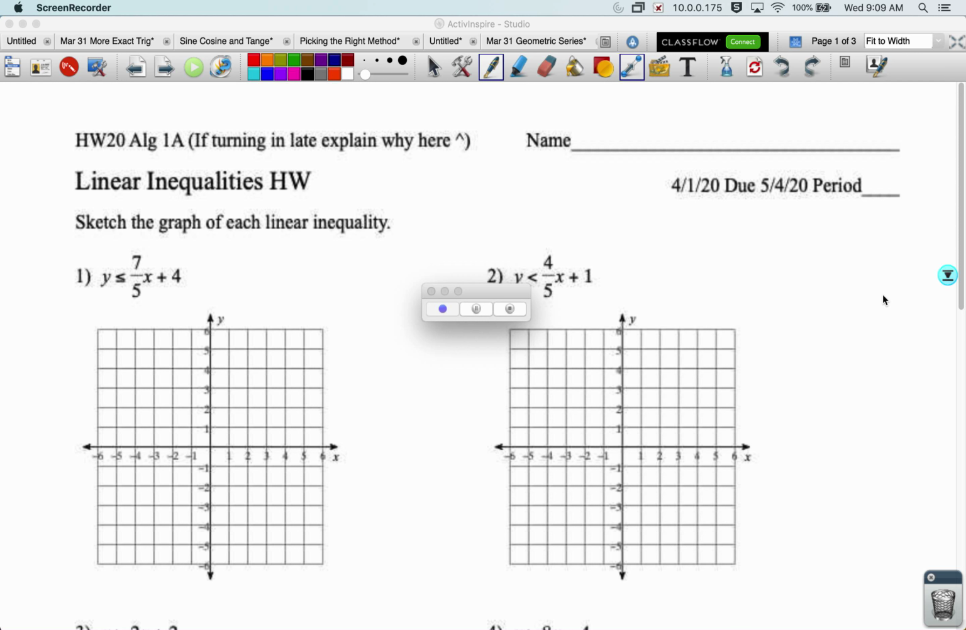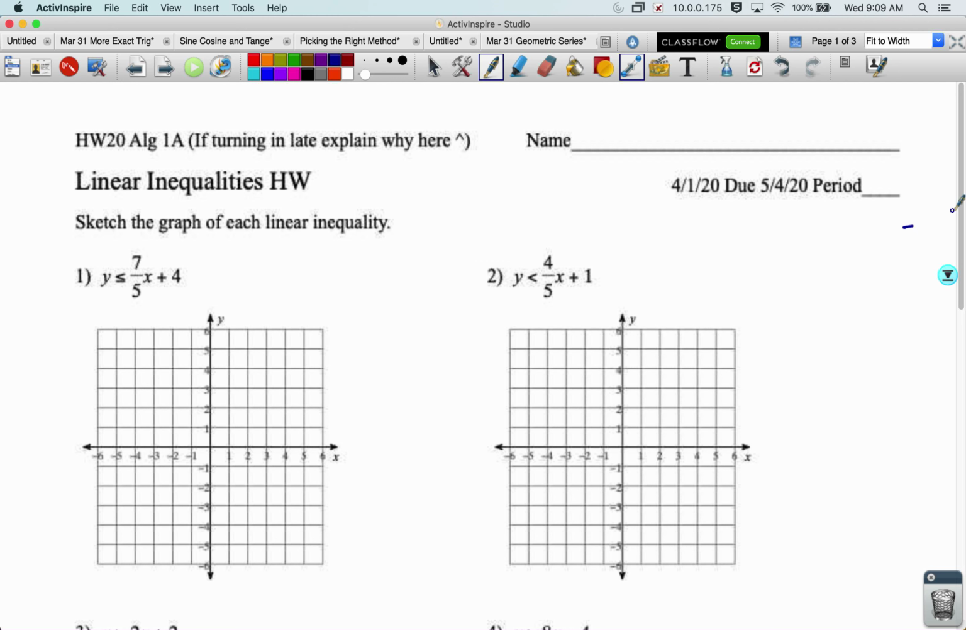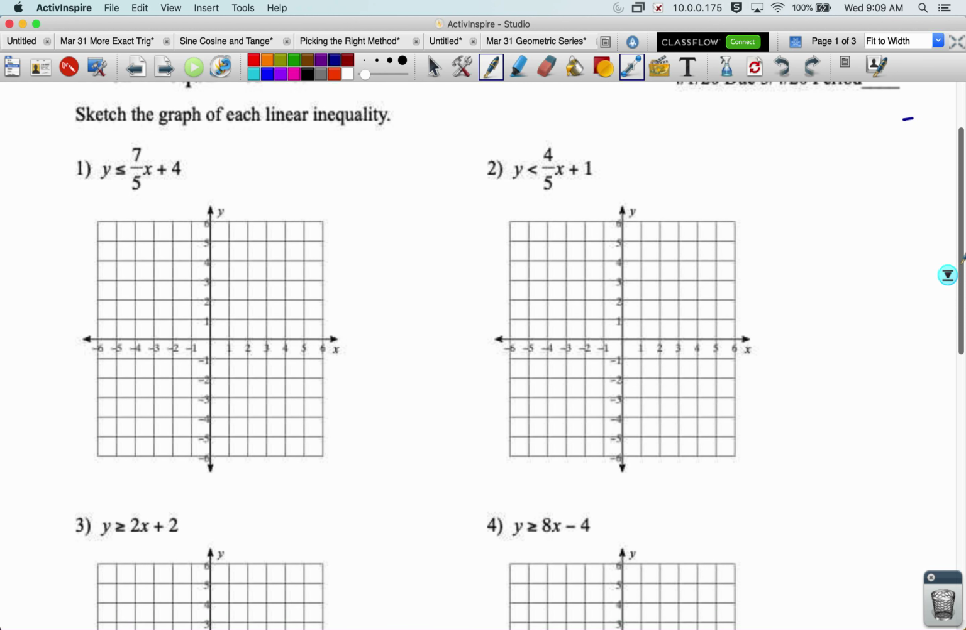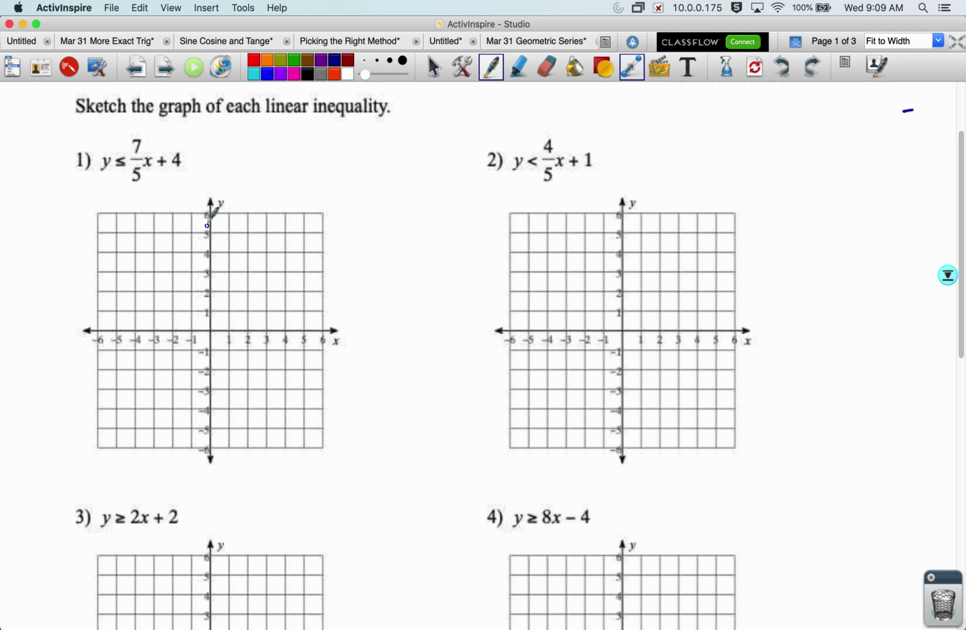Hello and welcome. This is going to be the homework help video for the linear inequalities homework. Let's go ahead and get started with problem number 1 here. We need to sketch a graph of the linear inequality.